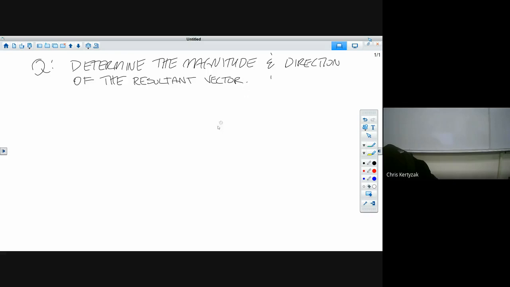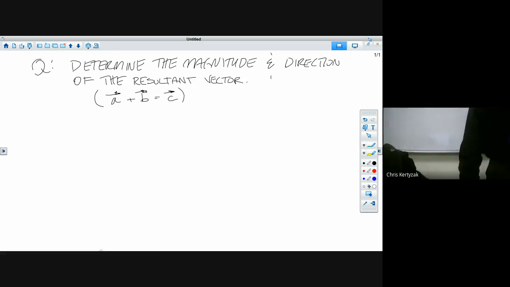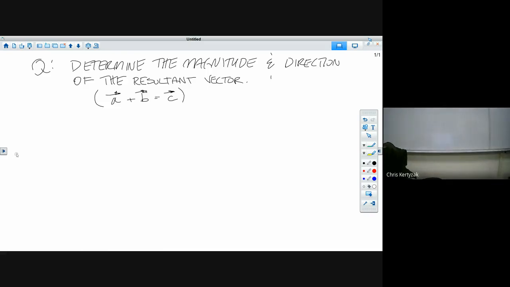Where in this case, we're doing vector A plus vector B equals, usually it would be called C. They called it vector S, but let's just call it, makes sense, AB, well, why not C? So vector A plus vector B equals vector C. And the resultant vector is this. Okay, so how are we going to do that?